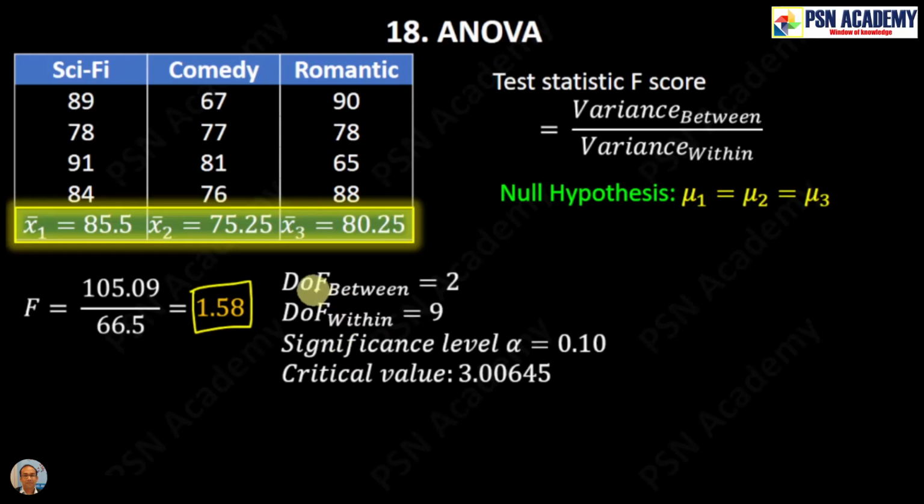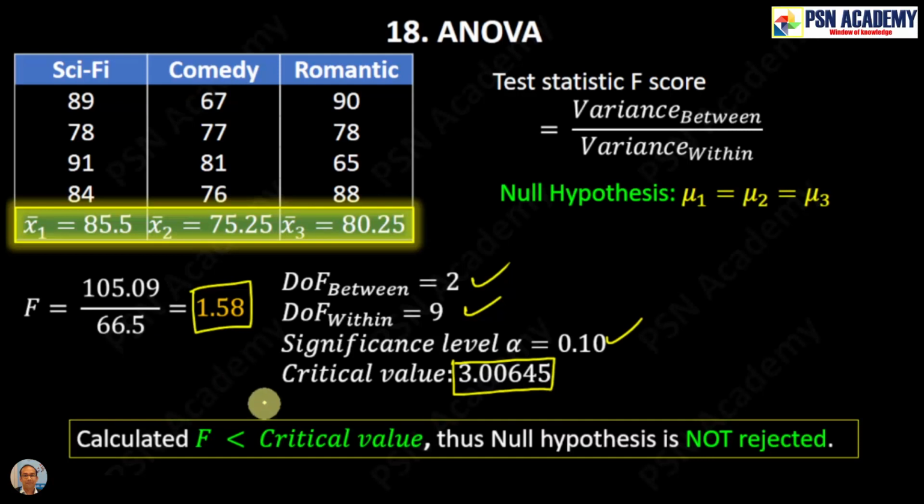Now you have DOF between as 2, DOF within as 9. You have a significance level, say 0.1, and you look at the F table and you will find the critical value over there as 3.00645. Now our score is lesser than the critical value, so we do not reject the null hypothesis.